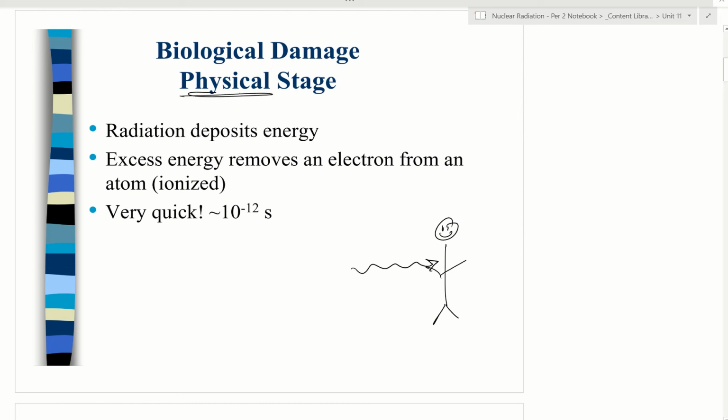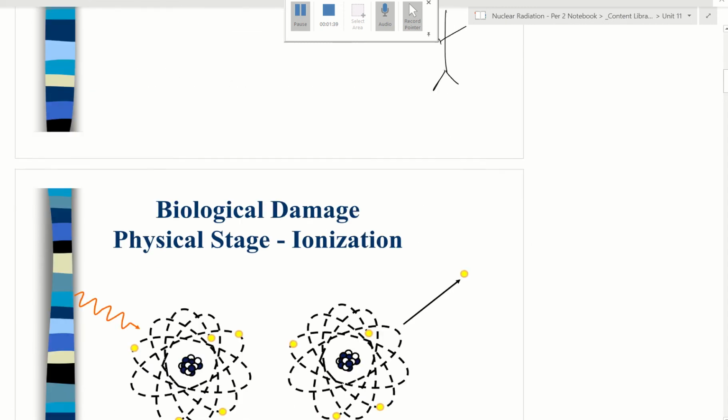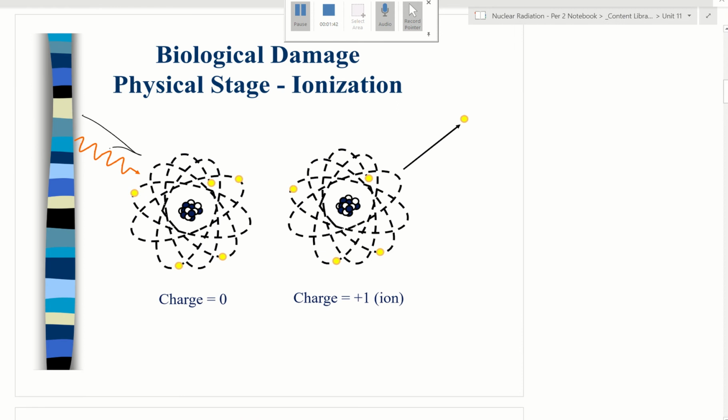The first stage is the physical stage. This is where the radiation enters the living thing, and the radiation deposits energy. Excess energy removes an electron from an atom. In other words, it ionizes one of the atoms inside the living thing, and this happens very, very quickly. It's at 1 × 10⁻12 seconds. So this happens very, very quick, in about a trillionth of a second. During this physical stage, we're looking at an ionization. So you have radiation coming in and an electron being removed from an atom.